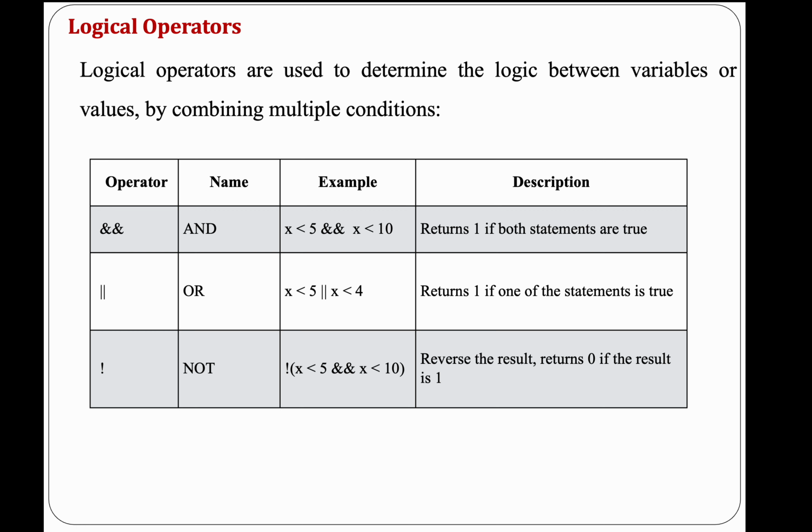If the condition is true, it will display true. If the condition is false, it will display false. It will not literally print the output as true; it will print the output as 1, which means it is true. If it is 0, it means it is false. Looking at the definition, logical operators are used to determine the logic between variables or values by combining multiple conditions.